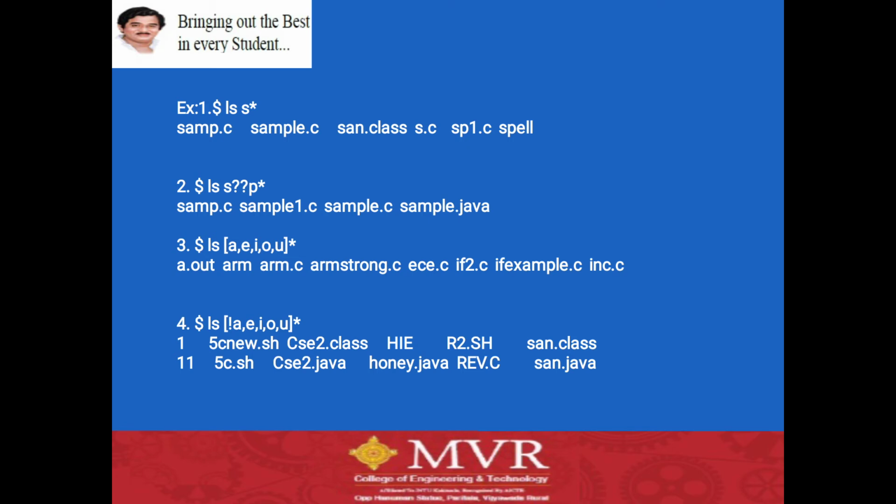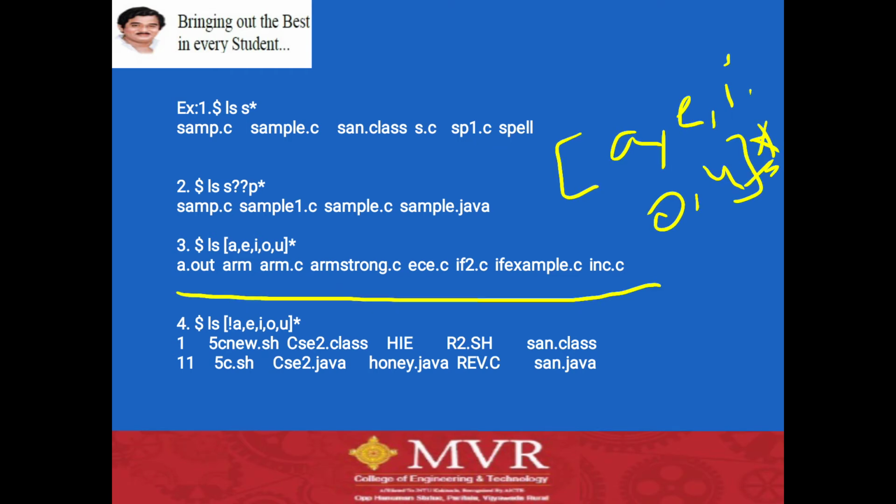Okay, then I am using range, that is square brackets. Here I have used ls, and in square brackets I have specified a, e, i, o, u. After this I have used star also. So what I am going to do is display all the files which have the starting letter as a or e or i or o or u, that means vowels. So any file which has a vowel as the first character, after that it may contain anything, because we are using star here.